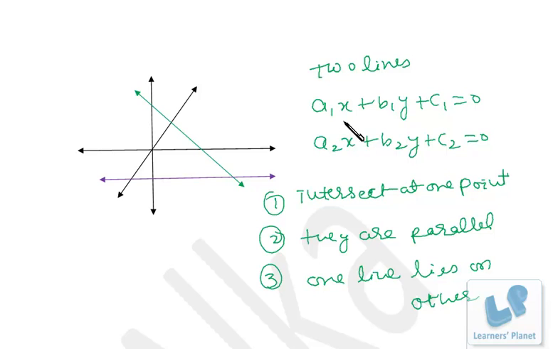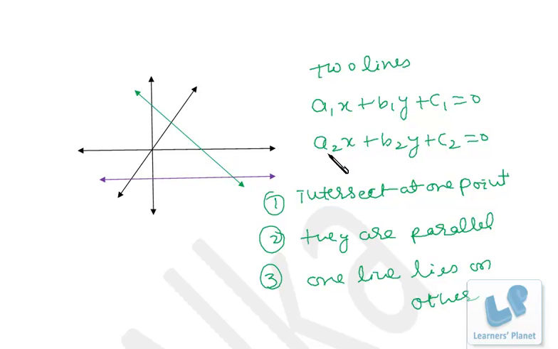Now when we have two lines, this a1x plus b1y plus c1 represents a line, and this equation also represents a line. That is linear equation in two variables. That is also linear equation in two variables. So in a plane, if we draw two lines, either they intersect at one point or they are parallel. That means they do not intersect at all in the plane. And the third thing is one line lies on the other.